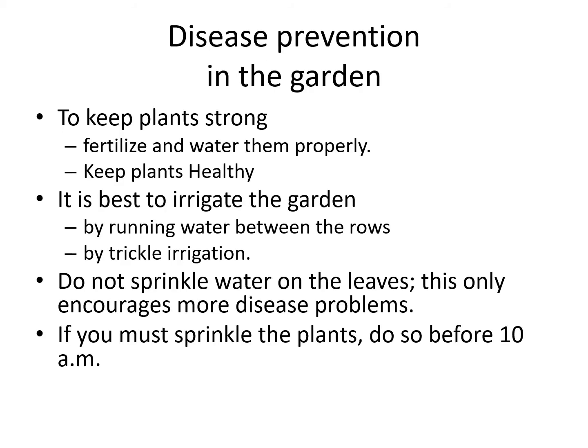So how do we prevent diseases in the garden? Well, the number one thing is to keep your plants strong. And we do that through fertilizing properly, watering properly, and we keep our plants healthy by recognizing diseases and getting on top of them quickly.